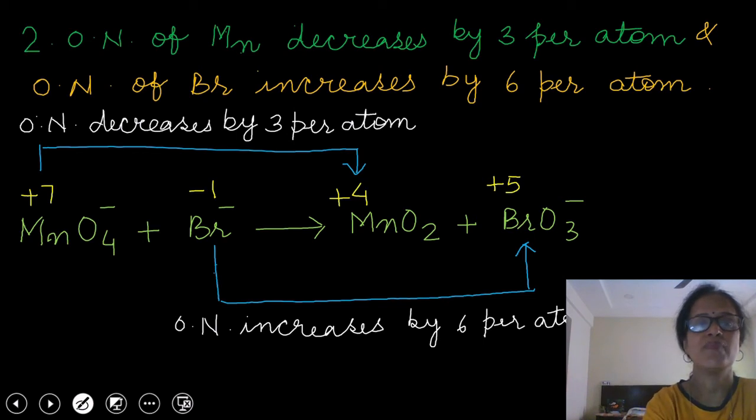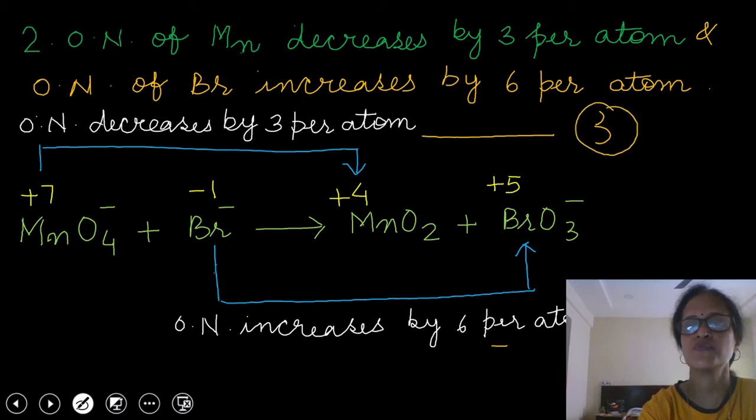So oxidation number of manganese decreases by 3 per atom, and oxidation number of bromine increases by 6 per atom. So I am writing the numbers here. This is for manganese, decrease of 3 per atom, and for bromine the increase is 6 per atom. So we will further simplify these numbers as 1 into 2.